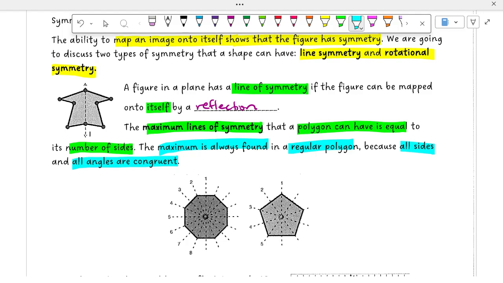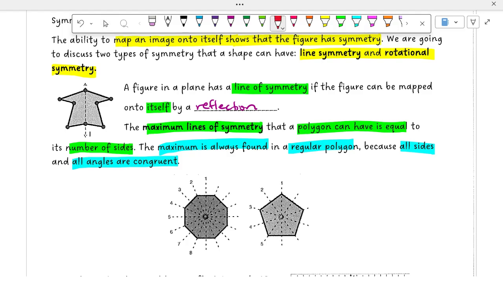So for example, here they have a regular octagon and a regular pentagon. And all that means is that all these sides on the octagon are congruent and all the angles are congruent. All these sides of the pentagon are congruent and all the angles are congruent. All right, that's all regular polygon means. Means congruent sides, congruent angles. All right.